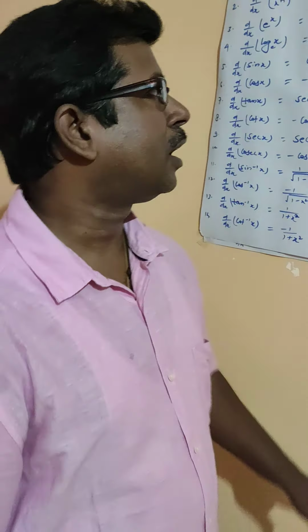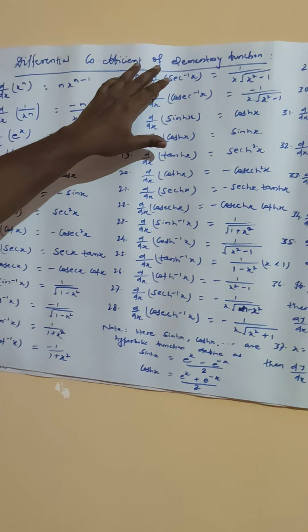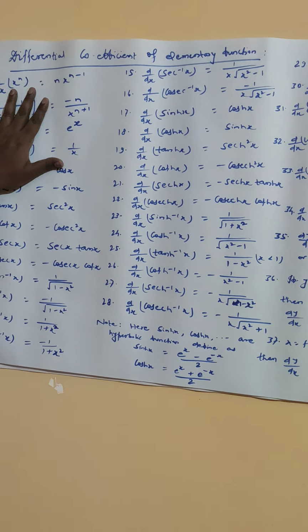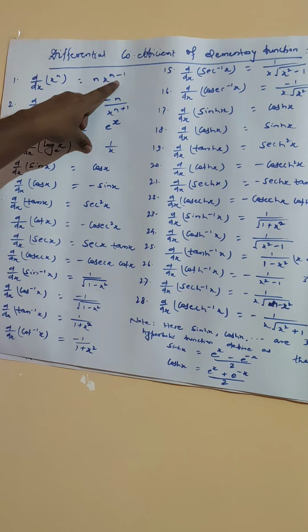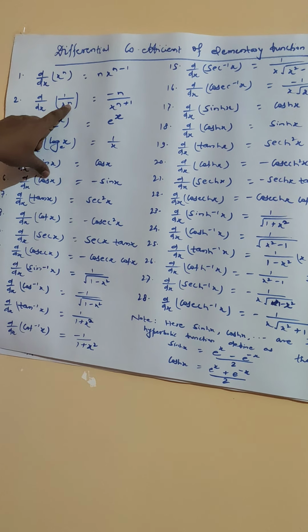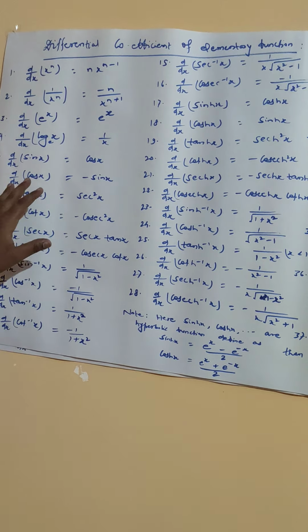Hello dear, today I am going to talk about how we can differentiate any function using the standard results. Here are some standard results, the differential coefficients of elementary functions. d by dx of x raised to n is n x raised to n minus 1, and d by dx of 1 by x raised to n is minus n by x raised to n plus 1. These are some standard results.